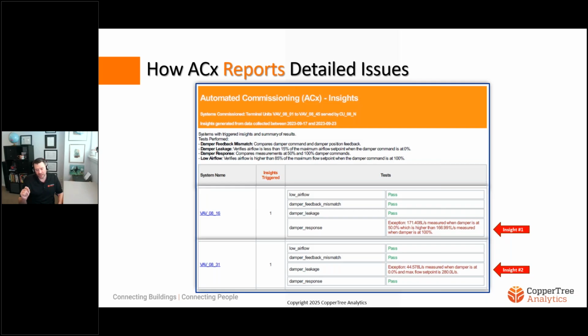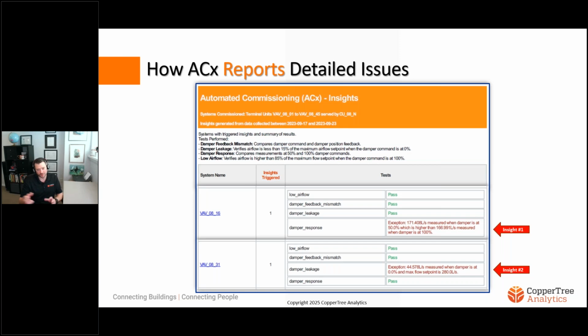It passed airflow and damper feedback mismatch and leakage, but damper response seems odd because it describes to you and gives you the actual value. So it's saying that we had a higher airflow measured when the damper was at 50% open than when we did when the damper was at 100% open. So there's something curious going on.